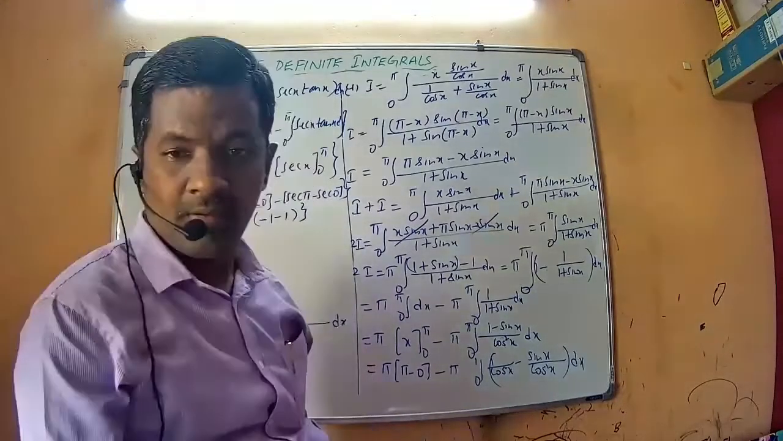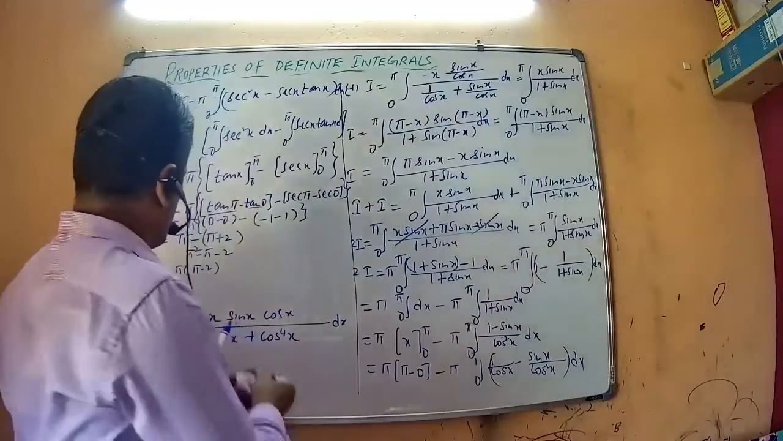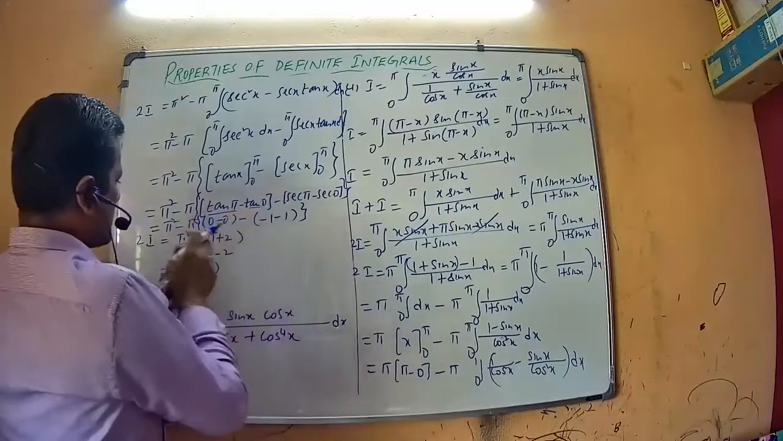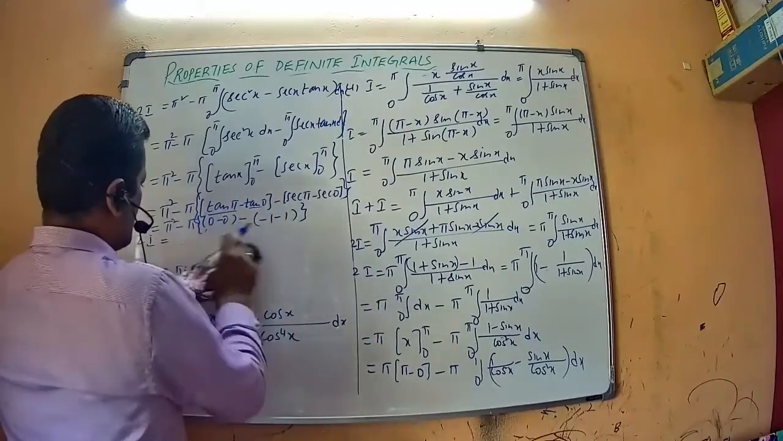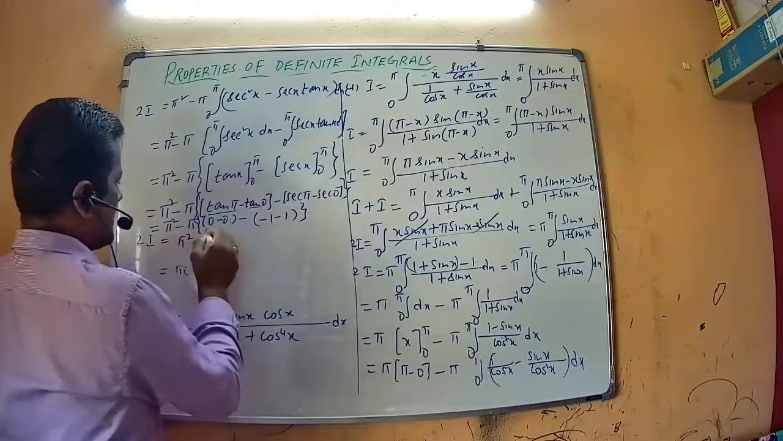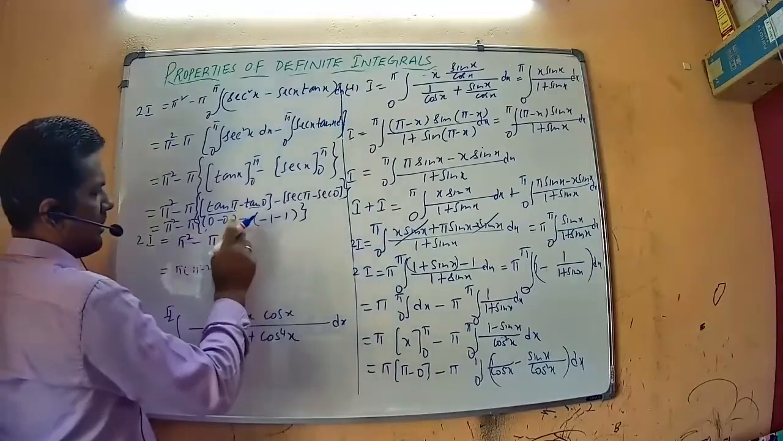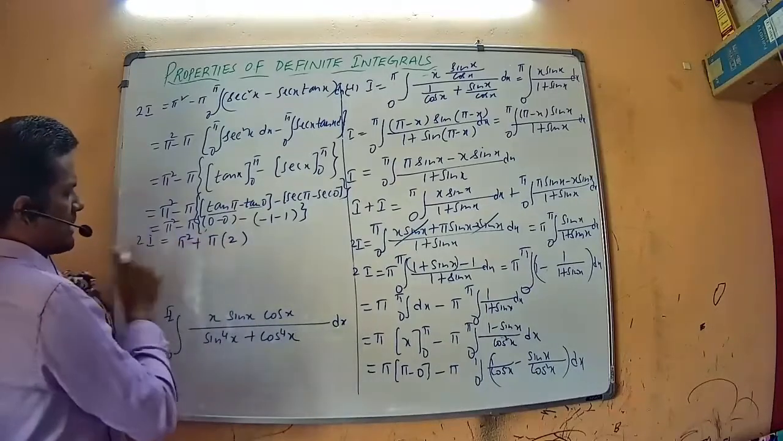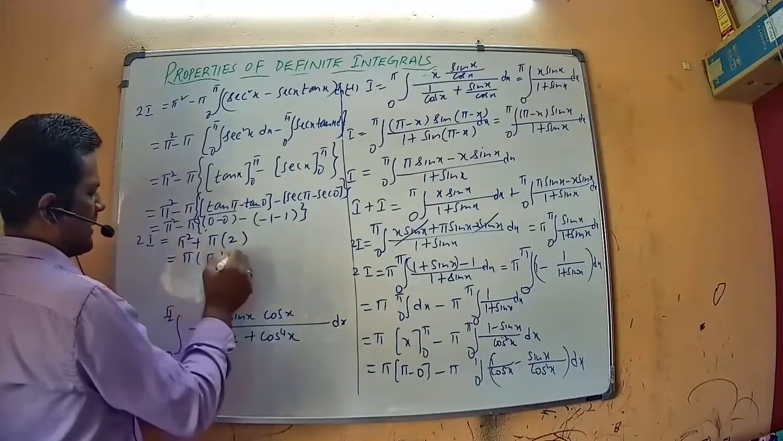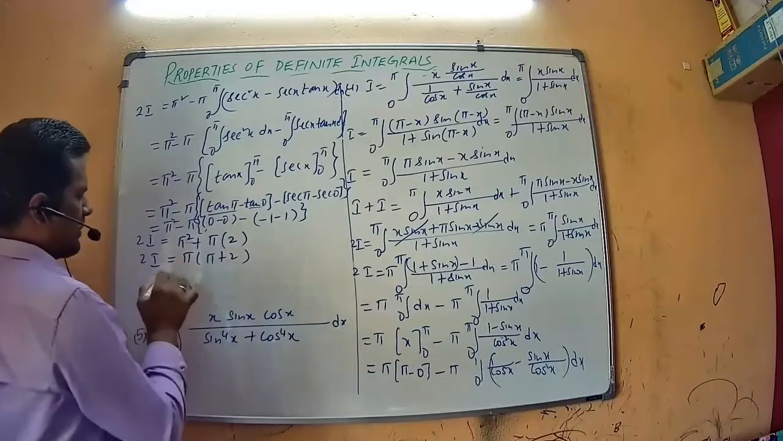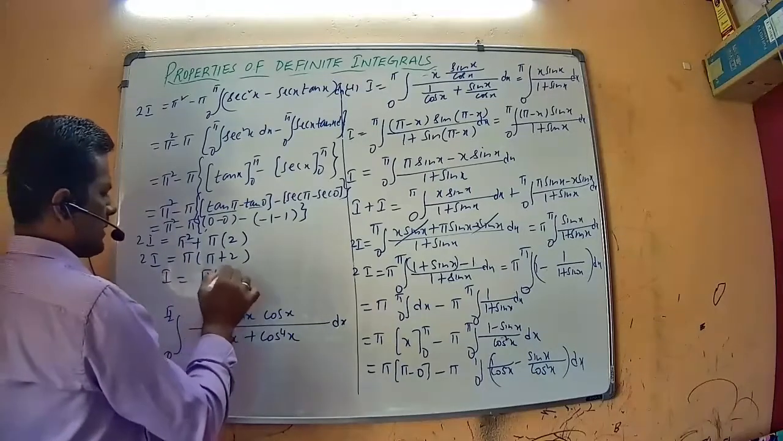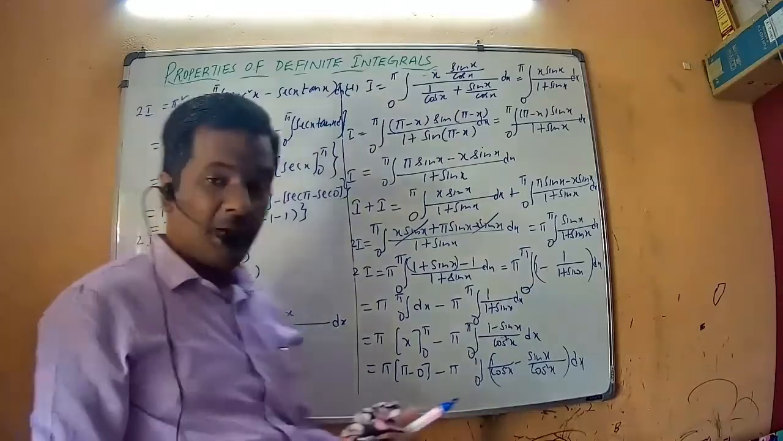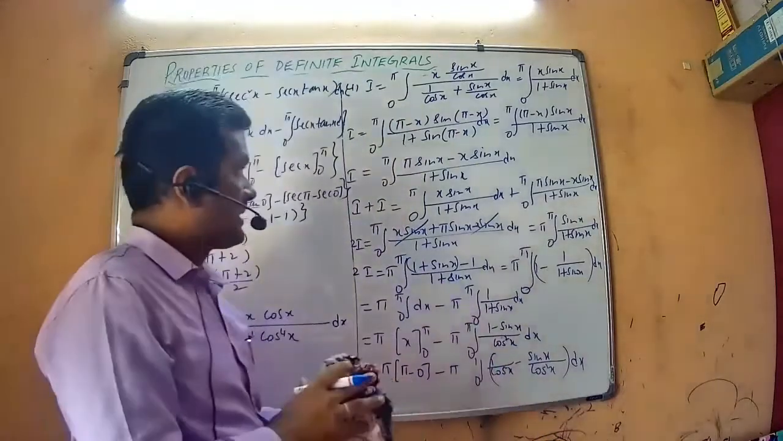Coming to the final step. Here if you observe, I'll write one more step here. This is pi square minus pi into minus 2, which will become plus 2 pi. If you take pi common, pi into pi plus 2. 2I is equal to pi into pi plus 2. So I is equal to pi into pi plus 2 by 2. This is the solution for this given integral.